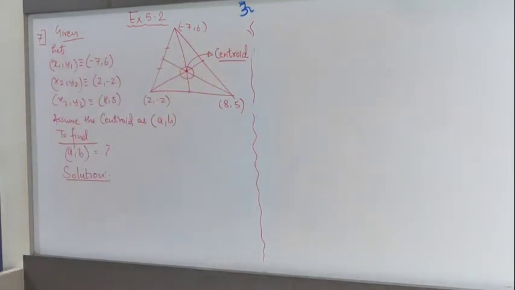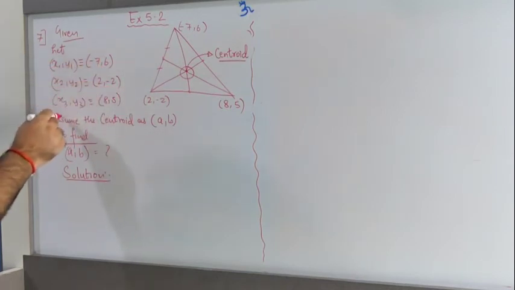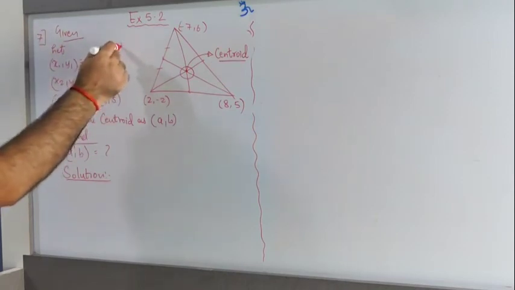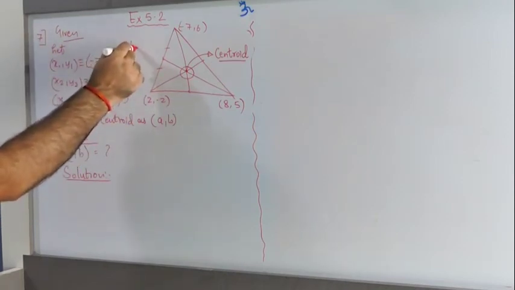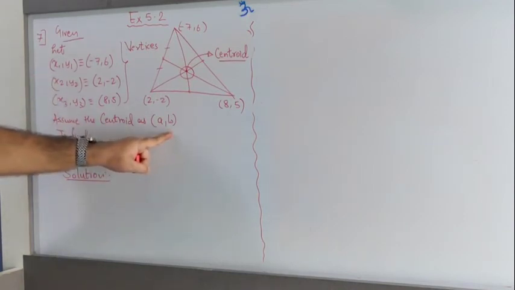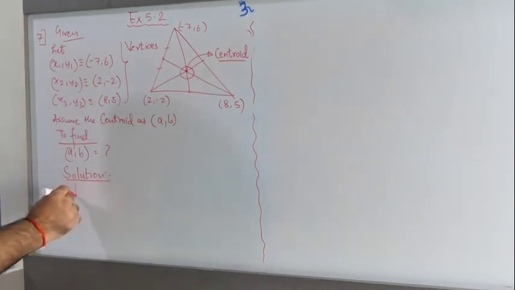Okay? Now, let us assume x1, y1 is this, x2, y2 is this, x3, y3 is this. x1, y1, x2, y2, x3, y3 are the vertices of the triangle. So these three are the vertices. The centroid is assumed as a, b. And you have to find out what is a, b, the value of the centroid. So how do we begin? Solution. We have a centroid formula.